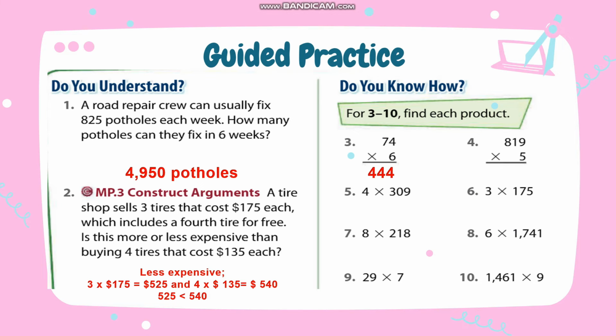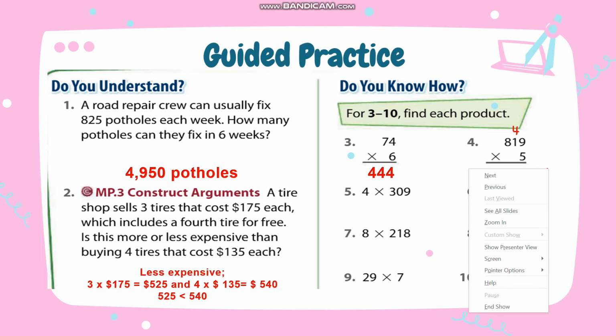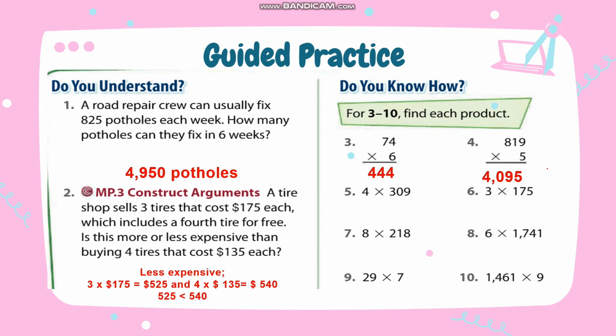5 times 9 is 45, regroup 4. 5 times 1 is 5 plus 4 is 9. Then 5 times 8 is 40, so the answer is 4,095.